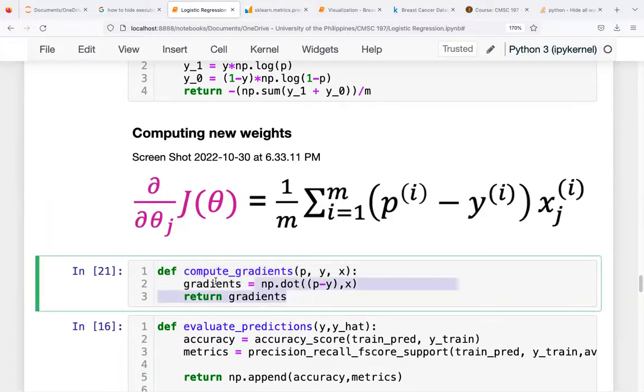So implementing that into code is pretty much straightforward as well. We have this summation, which is equivalent to the dot product of this difference and these x values. Okay, so we implement that using numpy and we return the gradients. So we now have the partial derivative.